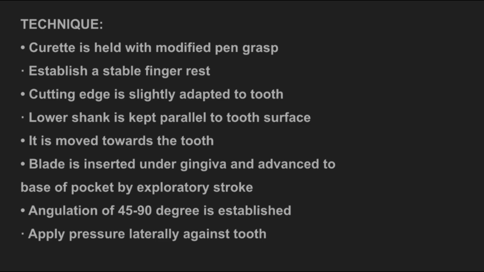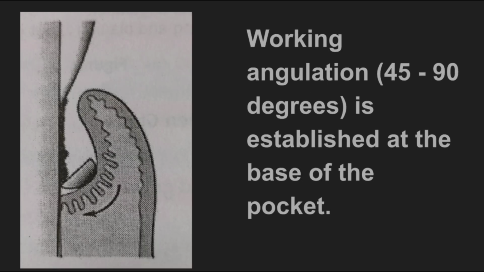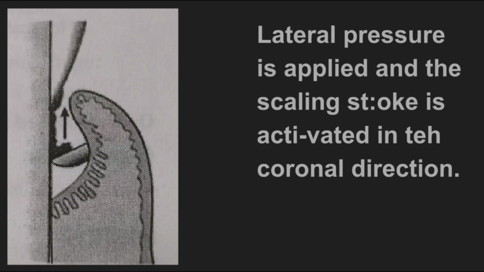The blade is inserted under the gingiva and adapted to the base of the pocket by exploring strokes. You should give small strokes here. The angulation will be 45 to 90 degrees. Apply pressure laterally against the tooth. This is how the curette is inserted, with the face of the blade flush against the tooth. With 45 to 90 degree angulation, you go inside the pocket and give small strokes. Then with lateral pressure, the stroke is activated in the coronal direction.